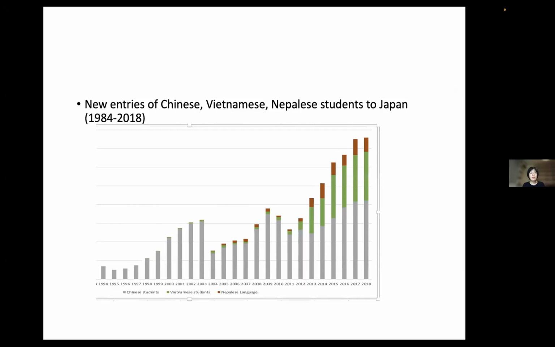This is the new entries of Chinese, Vietnamese, and Nepali students to Japan from 1984 to 2018. The green bars are the Vietnamese, and the maroon bars are the Nepalese. You can see the Vietnamese in particular, before 2012, very, very few. And all of a sudden, after 2012, there is this sudden increase of Vietnamese students. And right now, with the increase of students as well as technical interns from Vietnam, Vietnamese nationals have become the number two foreign population in Japan.